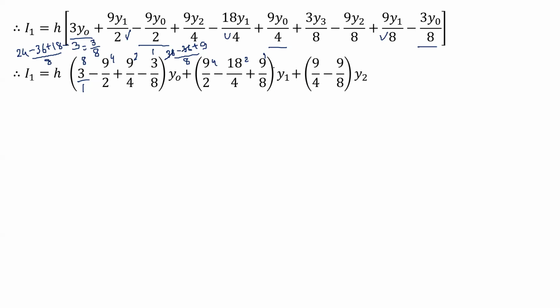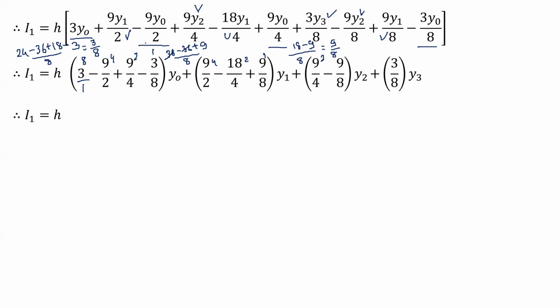Then for y2 we have two terms. One we have 9 by 4, and second we have minus 9 by 8. So simply it will be again 8 2s are 16, so this will be 18 minus 9 by 8, and it will be 9 by 8. And we have y3 only once, which is plus 3 by 8 y3.